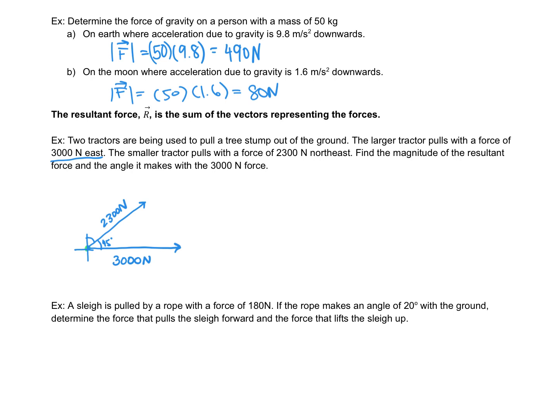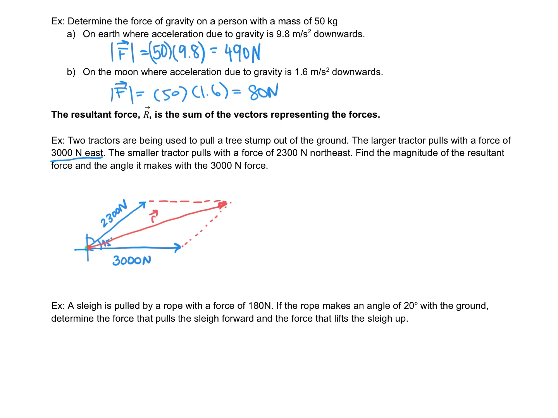Now my vectors are positioned tail to tail, so I am going to use that parallelogram law. So I'll draw a parallel force there, a parallel force there. We're going to start at the tree trunk and go diagonally. And this is my resultant force.